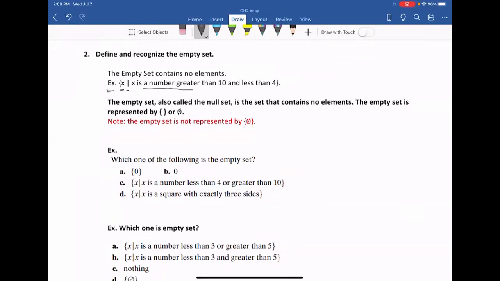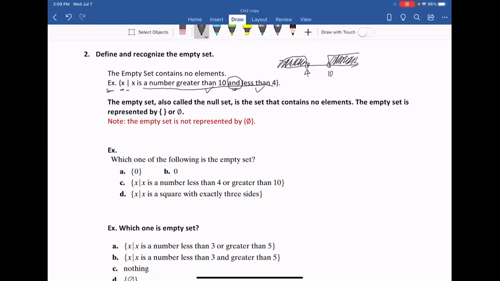When I see these kinds of descriptions, I like to use a number line to find the answer. So this is a line, and here is 4, here is 10. A number greater than 10 is here, and less than 4 is here. This number needs to satisfy these two parts. It must be here, and at the same time it must be here, because the word and means it needs to satisfy both conditions.